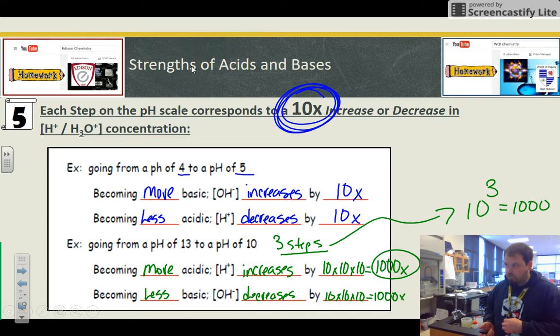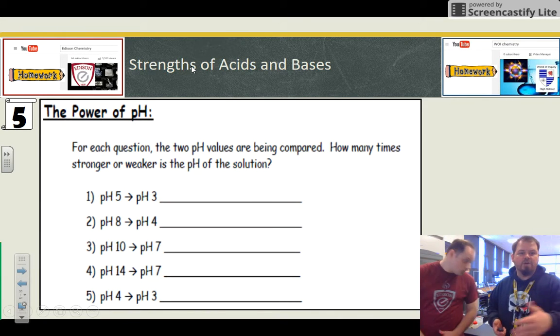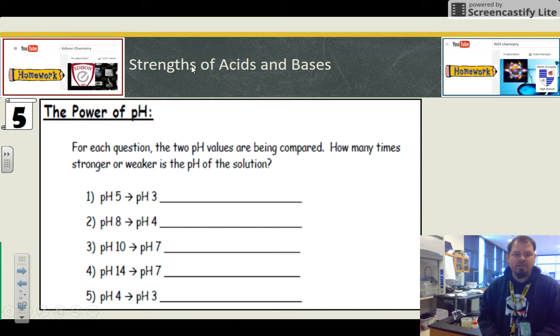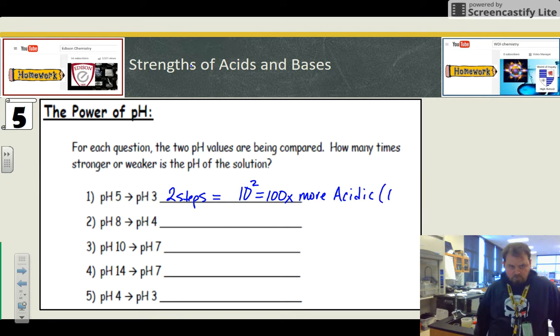Good? Let me do a little bit more. This is right off the practice packet. So we're going to do a few right off the practice packet. We'll talk about stronger or weaker even on this too. So 5 to 3, my acidity is becoming stronger. I'm becoming a stronger acid. I'm going two steps. 5 to 3 is two steps. So that's 10 times 10, which is 100. I'm 100 times more concentrated in H plus concentration.